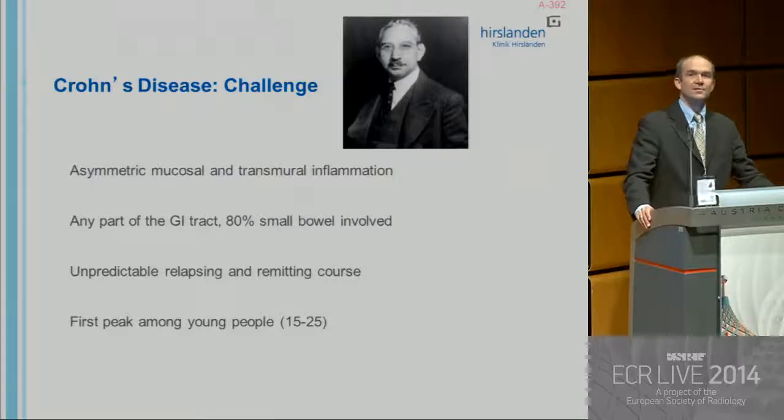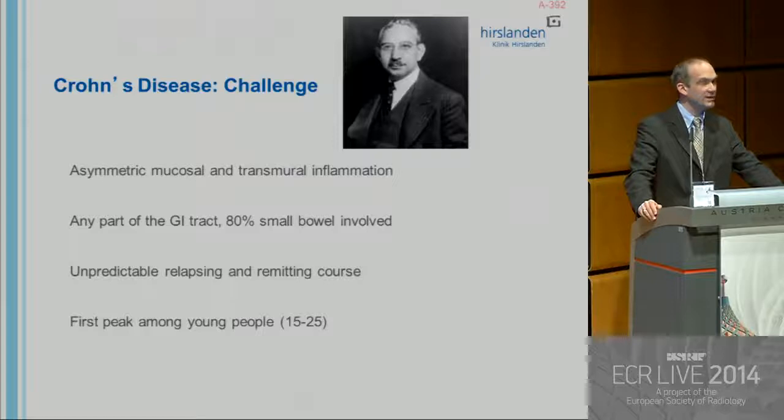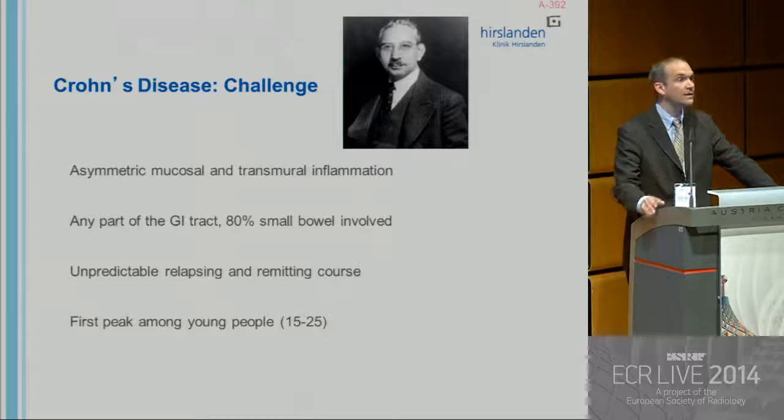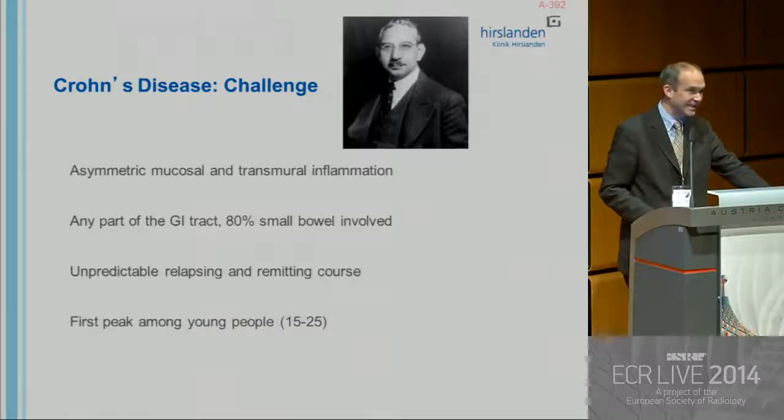So, to warm up a bit, what are the challenges in inflammatory bowel disease, especially Crohn's disease? It's an asymmetric mucosal inflammation, and it's transmural. It's any part of the GI tract, and 80% of all patients have an involvement of the small bowel. It's unpredictable, relapsing, and it's remitting. So you never know what you have and where it is. And the first peak is among young people. There's a second peak about 60 years old.